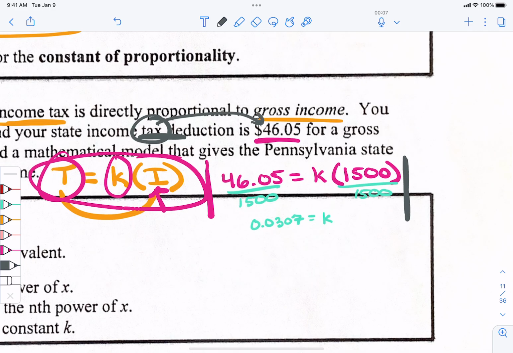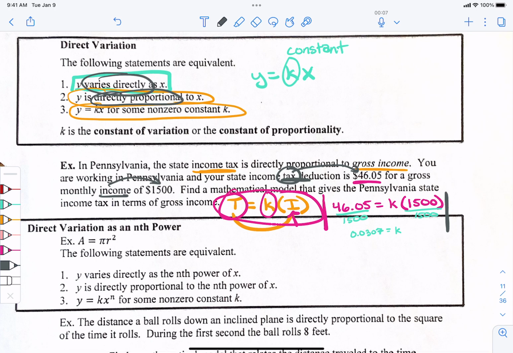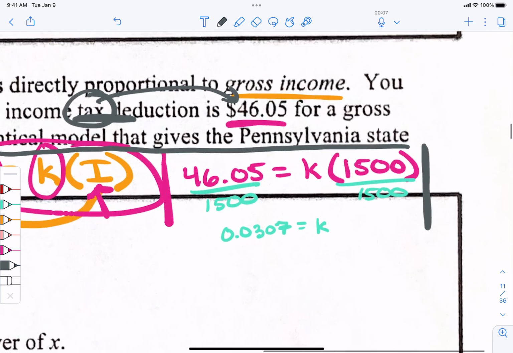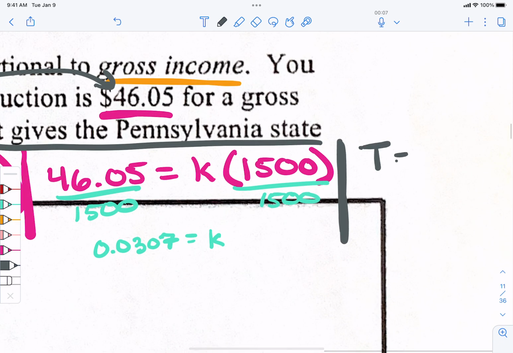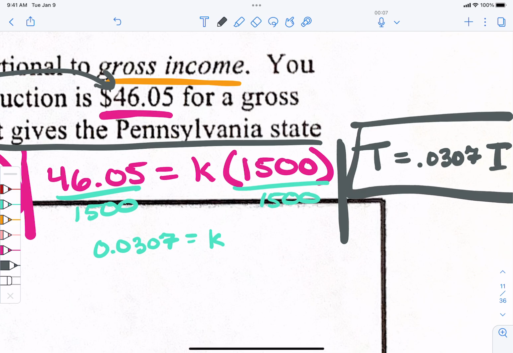All right, last thing. You gotta listen. We figured out what K is. The last thing it says is, find a mathematical model that gives the Pennsylvania state income tax in terms of gross income. So tax is equal to 0.0307 times income. This is my equation. They want us to make a mathematical model. I have found the tax rate. I'm going to plug that in for K. That's it. I use the information given to find the value of K, and there it is.